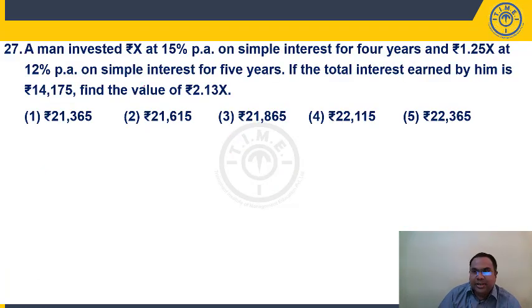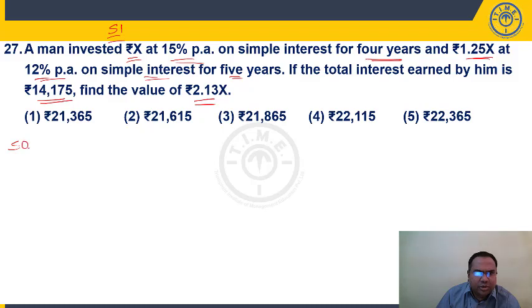27th question. Again, it is based on your simple interest. A man invested rupees x at 15% per annum on simple interest for 4 years, and 1.25x at 12% per annum on simple interest for 5 years. Total interest earned by him is 14,175. Find the value of 2.13x.